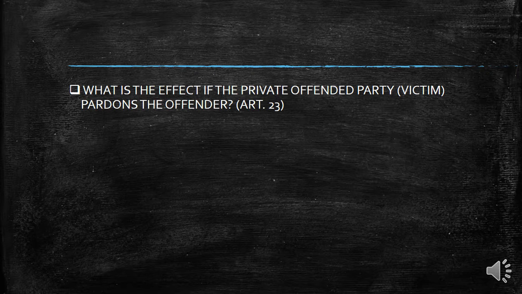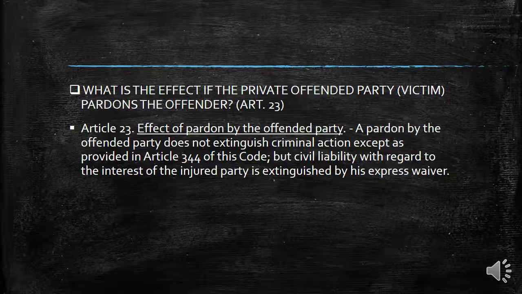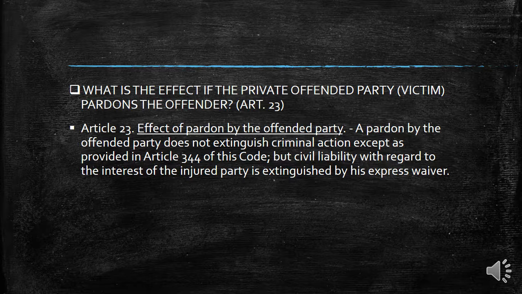What is the effect if the private offended party or the victim pardons the offender? The answer is found in Article 23 of the Revised Penal Code. It states, a pardon by the offended party does not, take note, extinguish criminal action except as provided in Article 344 of this code. But civil liability with regard to the interest of the injured party is extinguished by his express waiver.